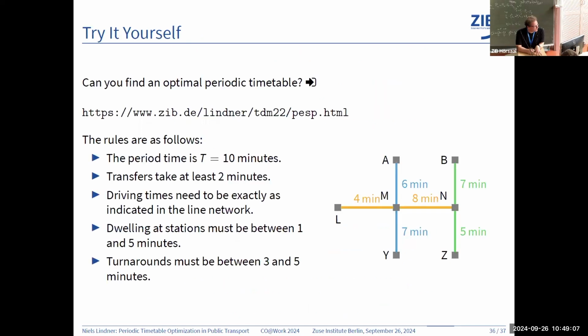And finally, if you want to try it yourself, it's unfortunately in German, but you will understand. We have a very small JavaScript game where you can actually try to optimize the timetable for this network. So you need to enter the times into the node labels, but they need to be consistent with the bounds and so on. And the goal is basically to minimize the travel time of the passengers. So if you want to try it yourselves, you're welcome to do that.